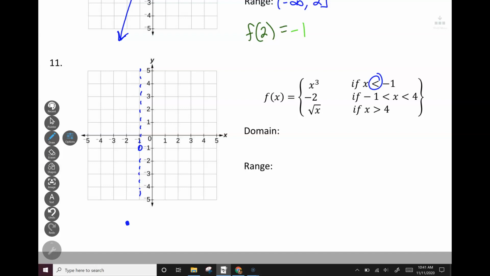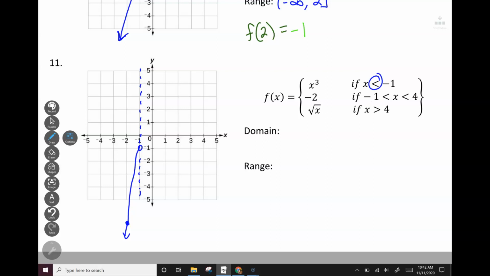Okay, so then you can draw that curve. And if you did -3, you'd have -27, so that would just keep going down very far, down to infinity. Okay, let's look at the next one.